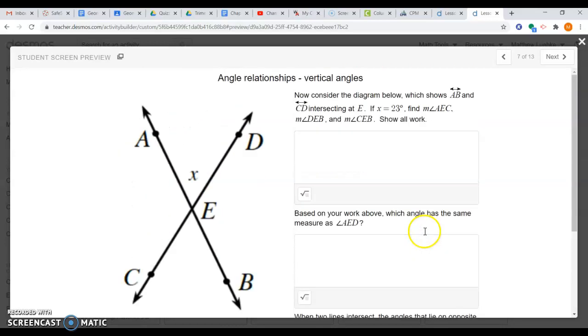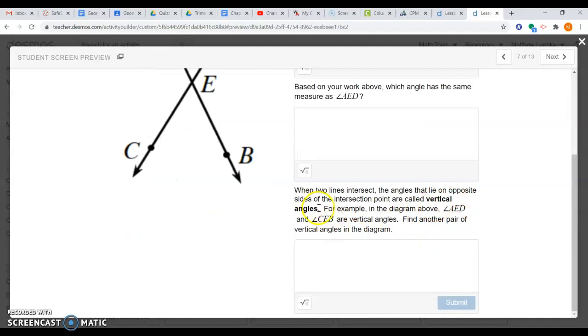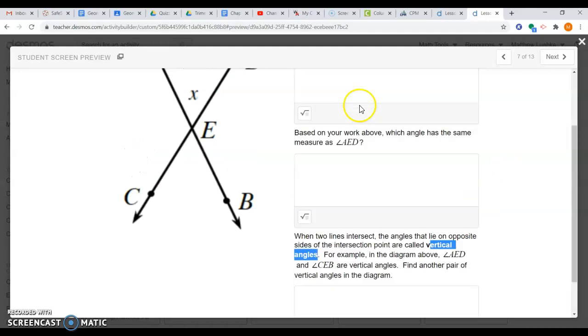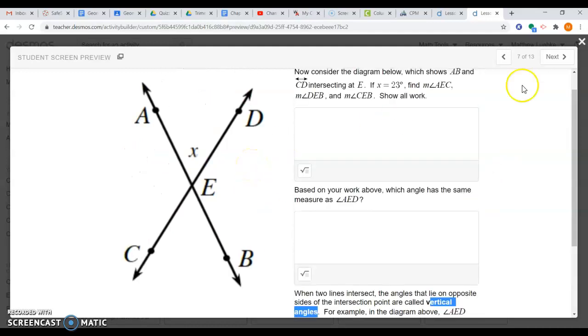Now again, make sure you go all the way down and you read everything, because down here you can see we have another vocab word, vertical angle. So make sure you read and you work through this problem to understand what a vertical angle is.